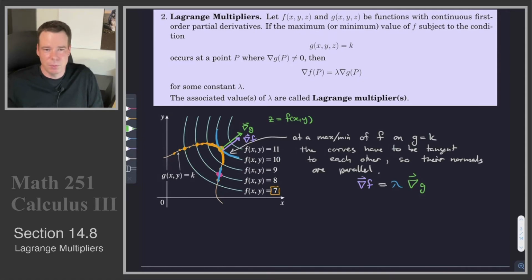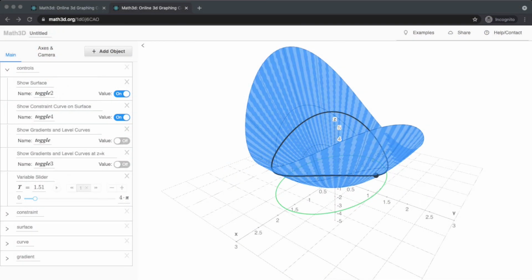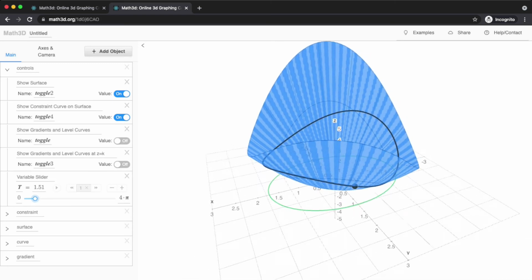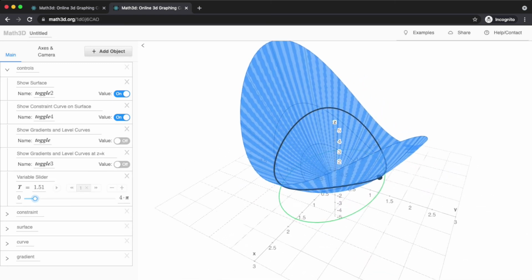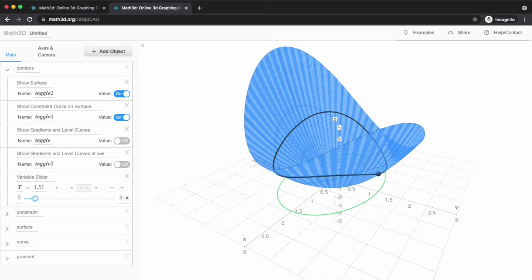They can't occur anywhere else. And so let's have a look at a demo of this. So here we've got our blue surface, which is basically our function z equals f of x y, where x y is allowed to be basically anything in the xy plane, so the full domain of R2.